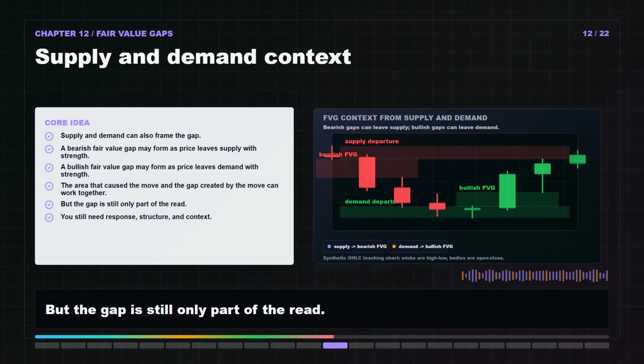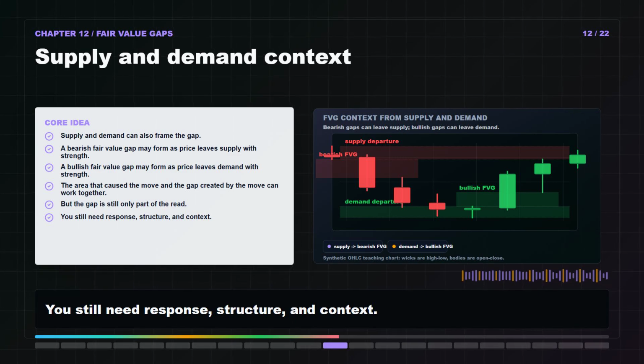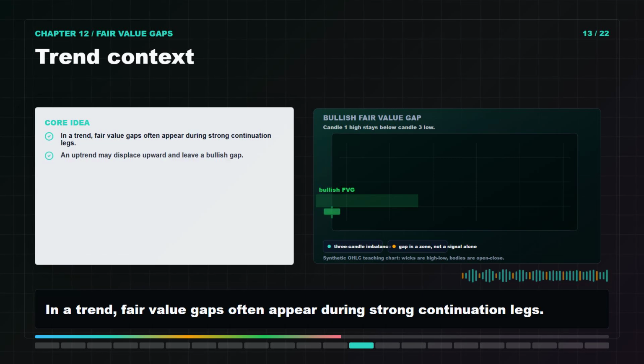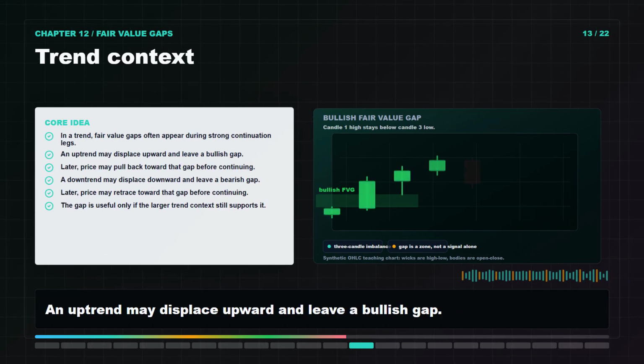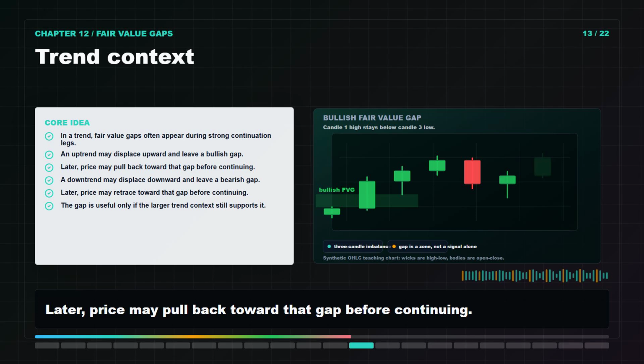But the gap is still only part of the read. You still need response, structure, and context. In a trend, fair value gaps often appear during strong continuation legs. An uptrend may displace upward and leave a bullish gap. Later, price may pull back toward that gap before continuing.